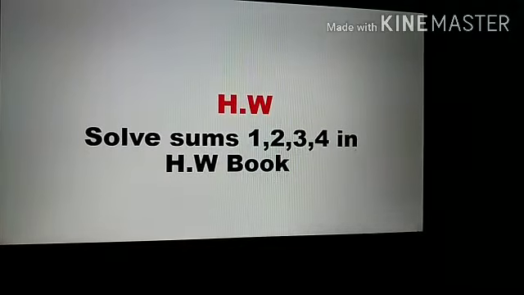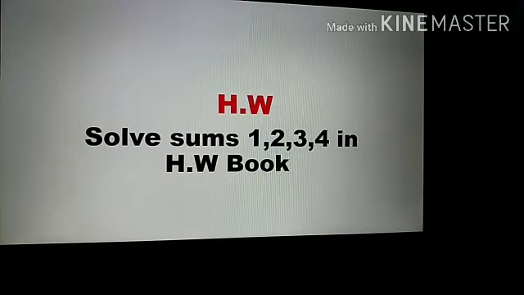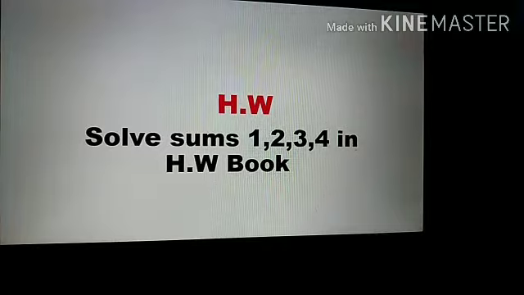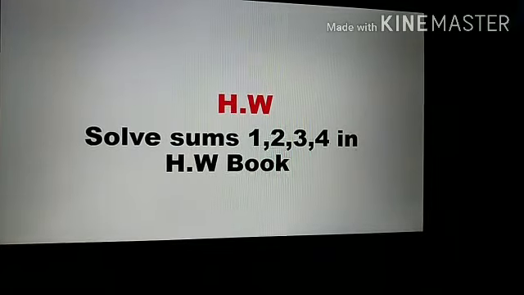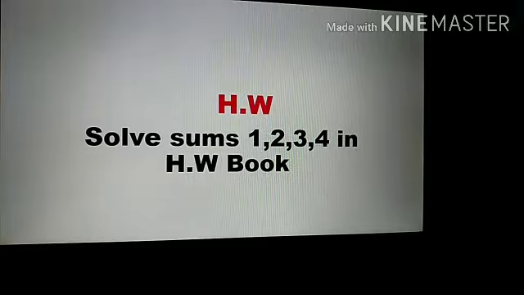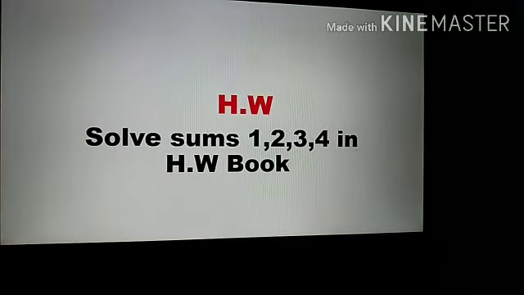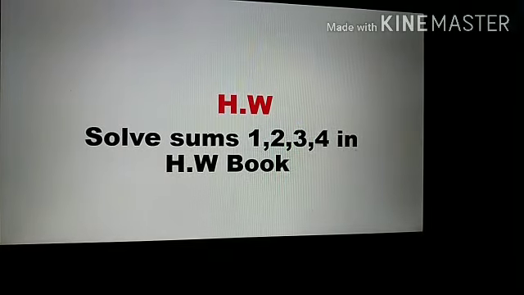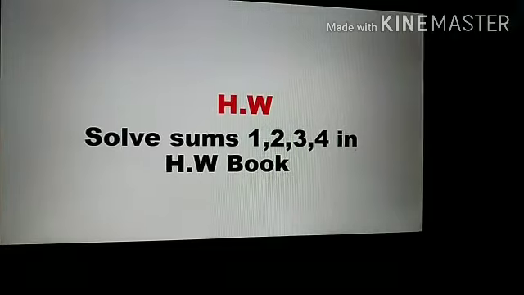Children, today's class we solved the first 4 sums of practice set 1.2. Your homework is to solve those sums, that is 1, 2, 3 and 4 in your homework book again. We'll continue the exercise in tomorrow's session.